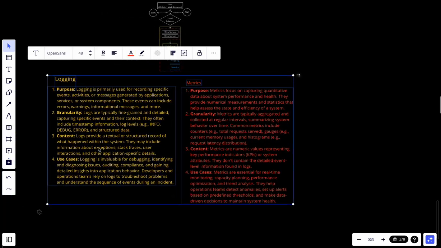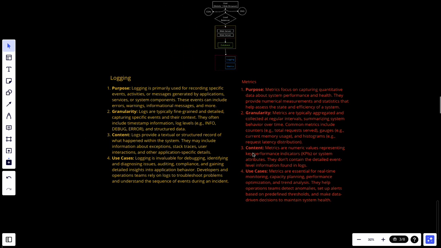So as you can see, both of them have the purpose or the idea of trying to measure the behavior of the system, but on different levels of the system. So the metrics are more high level and the logging is more low level, oriented to specific events.